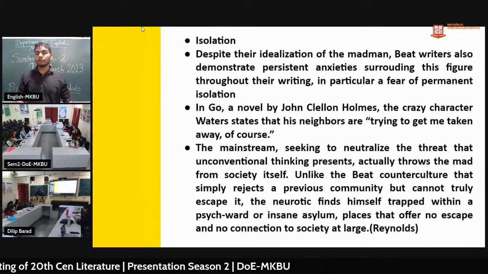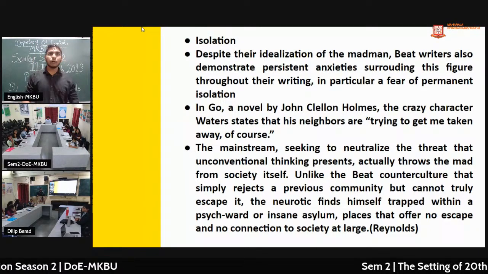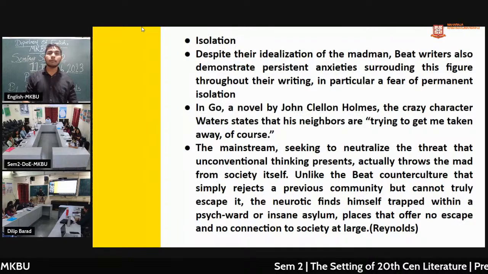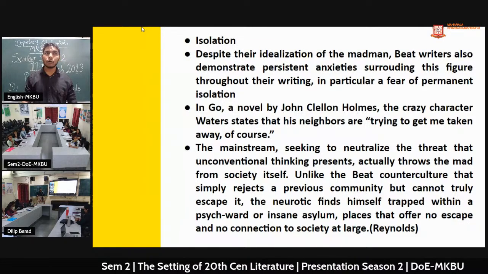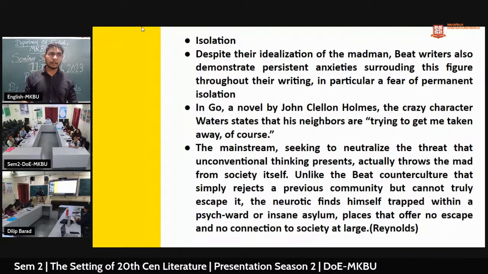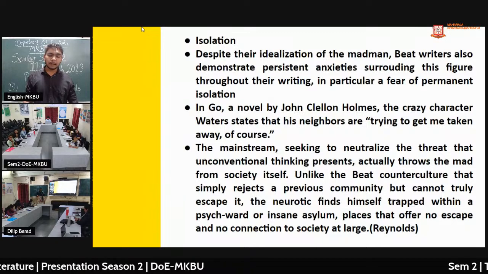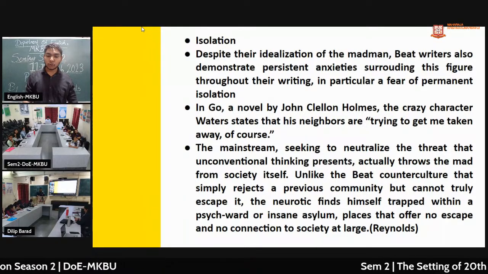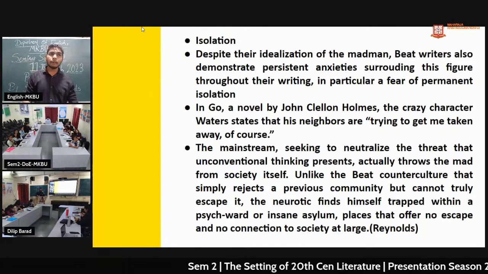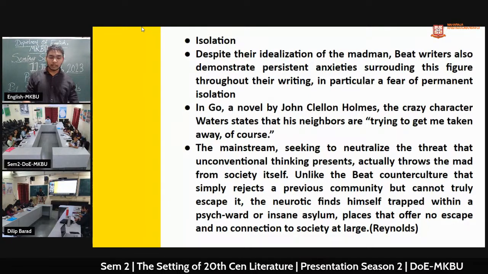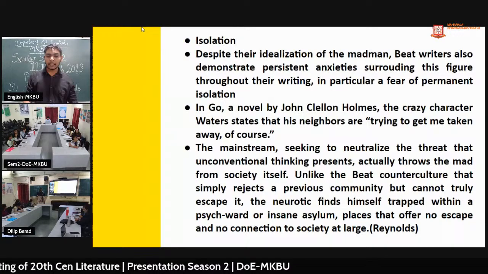So the beat culture created people who were different from society, but yet they are not different. They are not divided in, but the society started to reject them as they were different from the normal social norms.